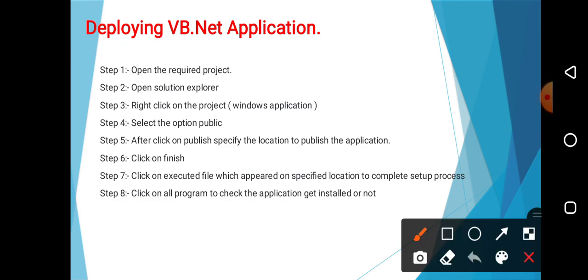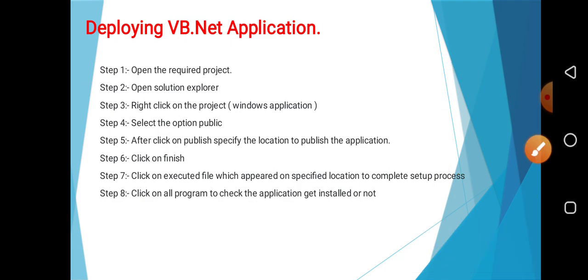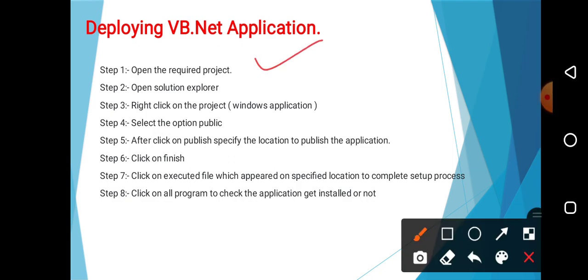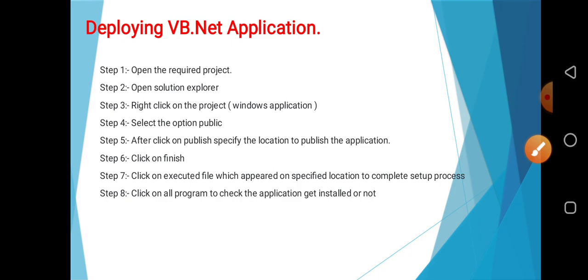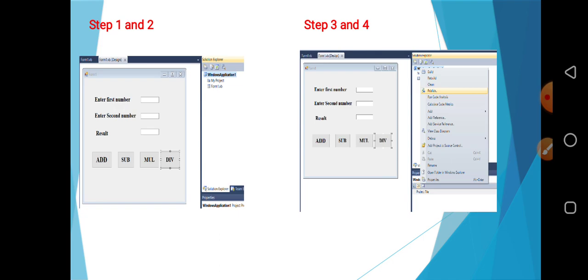Therefore, for deploying the VB.NET application, we have 8 steps. The 8 steps are: first of all, open the required project, open the Solution Explorer, right click on the project, select the option publish. After that, specify the location for publication, click on finish, click on the executable file which has appeared at the specified location to complete the setup process, and the last one, click on All Programs to check whether the application is installed or not. So students, let's see in detail how to perform this.